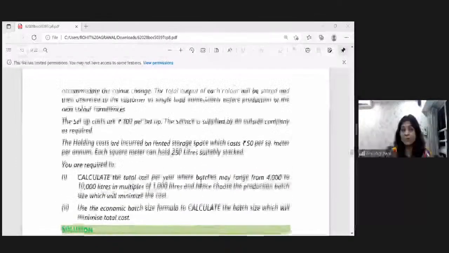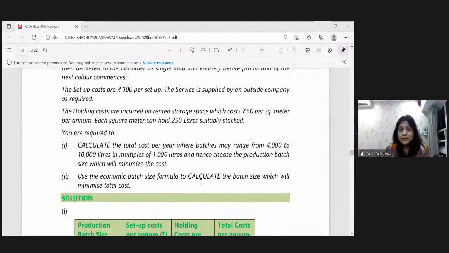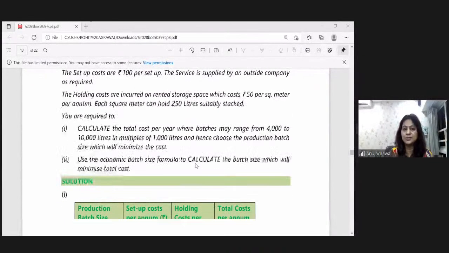Now, let's look at the question. I would always calculate the EBQ, whatever is said. Now, they have said calculate the total cost per year when the batch may range from 4,000 to 10,000 liters in multiples of 1,000 liters, and hence choose a production batch size which will minimize the cost. Now, here, ICAI wants you to do some real work. If the batch size ranges from 4,000 to 10,000 liters, in 1,000 multiples, you do the calculations.